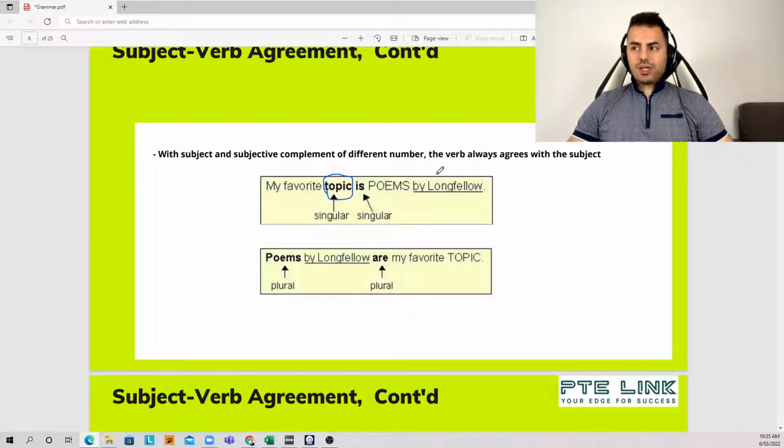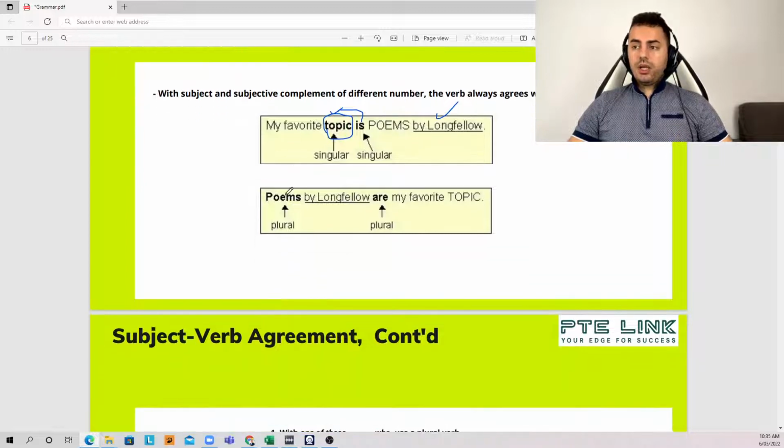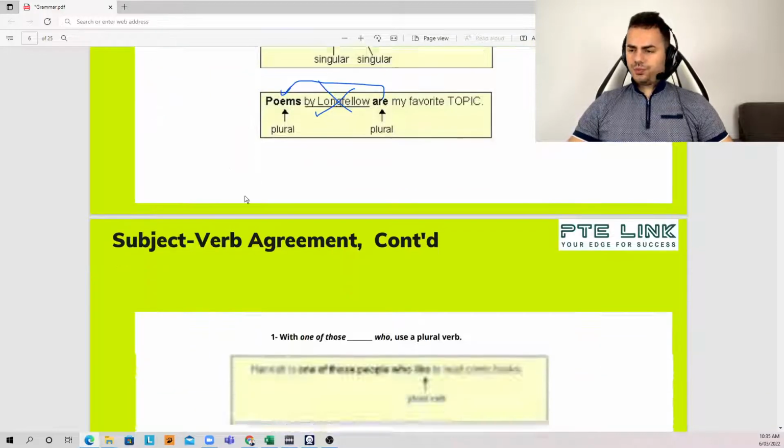This one is a subject complement, yeah? So "is" has to agree with "topic." Another example to make it a bit clearer: "Poems by Longfellow are my favorite topic." "Are" doesn't have to agree with this subject complement. It has to agree with "poems," which is the main subject.